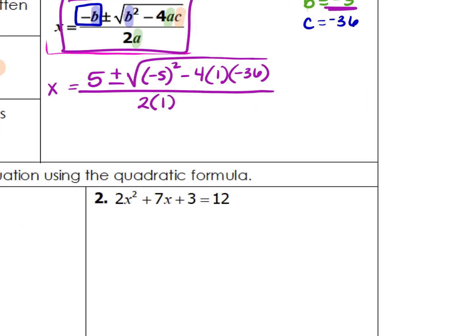We are plugging this in to your calculator without a radical. Get your calculator out. I want you to plug in everything that's highlighted, no square root. Do not plug in the square root right now.